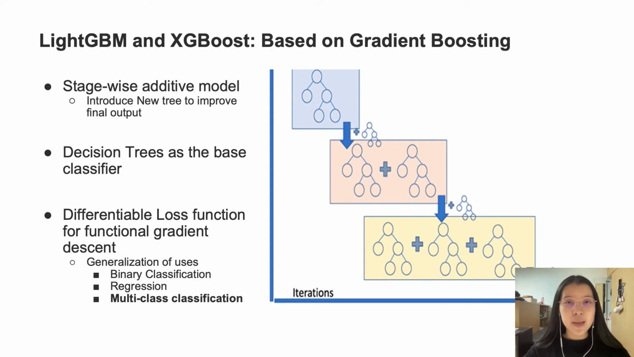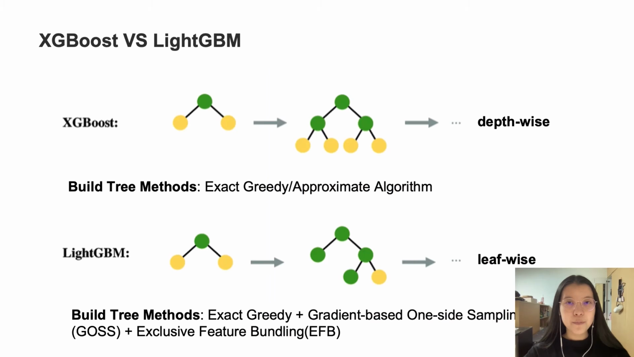Firstly, we'll zoom in on LightGBM and XGBoost because both of them are based on gradient boosting. Gradient boosting is a stagewise additive model, and each base classifier is a decision tree. One thing to note is that it uses a differentiable loss function for functional gradient descent. Due to the introduction of this loss function, it generalizes the use cases so that it can be used not only on binary classification, but also regression and multi-class classification, which is our case.